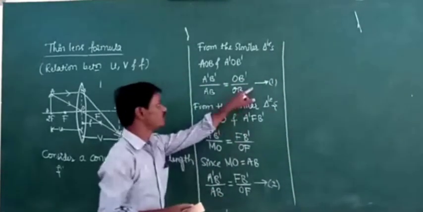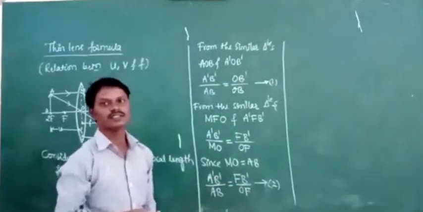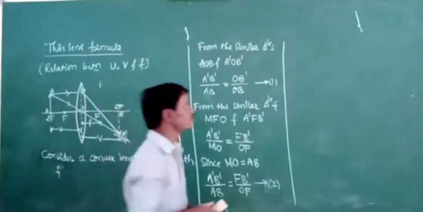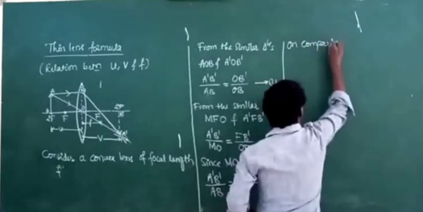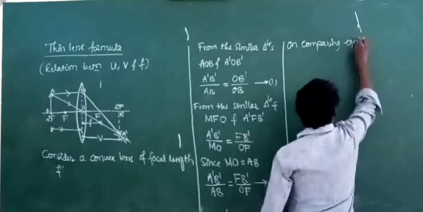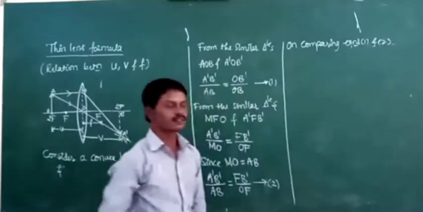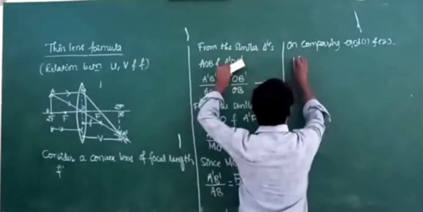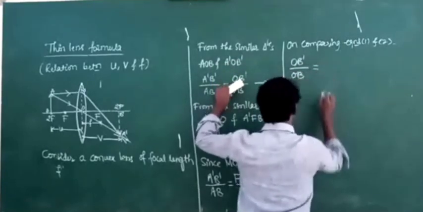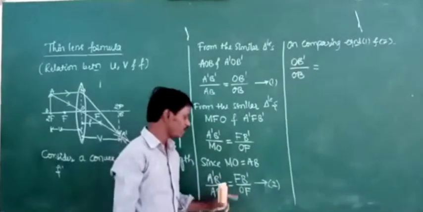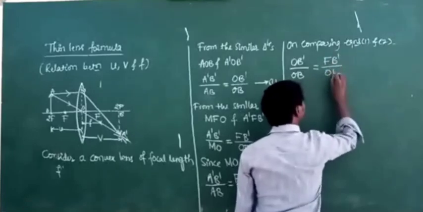Now, from equations 1 and 2, we concluded that the left hand sides are equal, so the right hand sides must be equal. On comparing equations 1 and 2, what do we get? The right hand side of equation 1, that is OB dash divided by OB, is equal to the right hand side of equation 2, that is FP dash divided by OF.